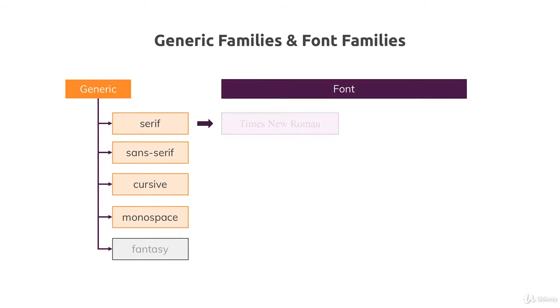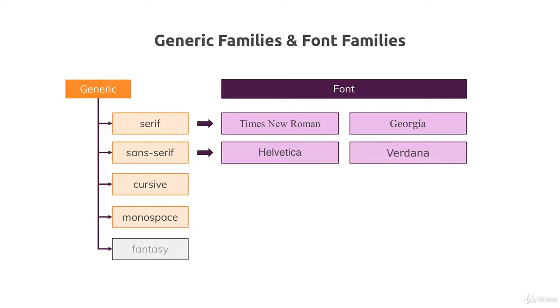For serif, for example, this could be Times New Roman or Georgia. So both are part of this generic family, the serif family, and as you can see in the different font families, Times New Roman and Georgia, both have these serifs in them, but they look different though. We also have other font families which are part of the sans serif generic family. This could be Helvetica or Verdana. These are of course all just examples. We have a lot more font families for all our generic families.